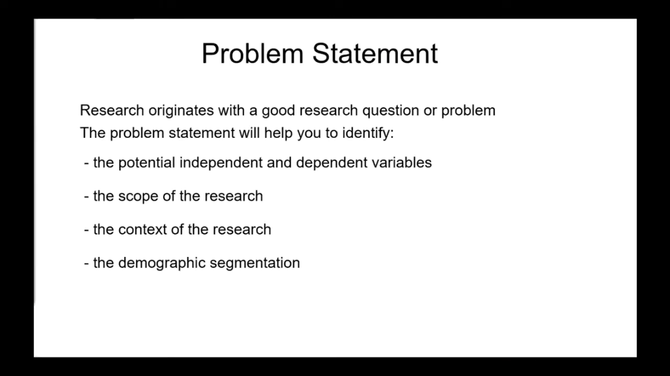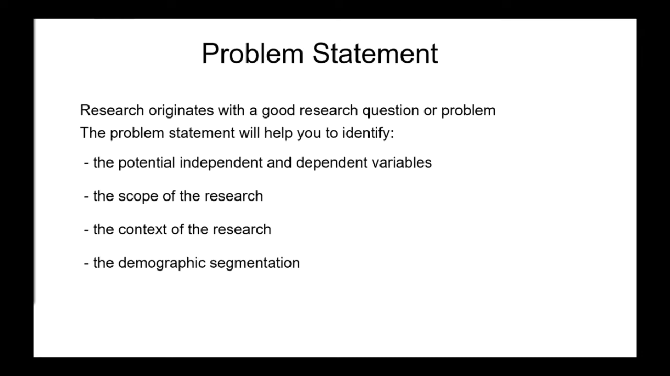Okay, so we're going to start quite simply with your problem statement. Formulating and clarifying your topic is the first step in writing your research paper. All research originates with a good research question or problem. And this problem statement that you've identified will help you to then identify potential independent and dependent variables, as well as the scope of your research.